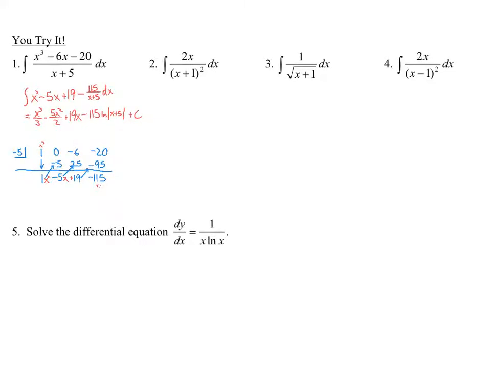Alright, so I'm going to give you a couple of minutes here to try 2, 3, and 4. Hang off on number 5 for a sec. If everyone gets done, then we'll just go ahead and start. But I'm going to give you a couple of minutes to try a few of these, and then we'll go over them here.